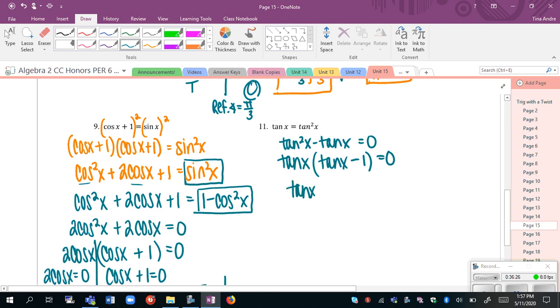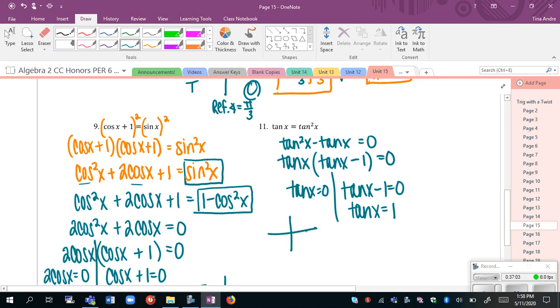Set each piece equal to 0. Oops, I shouldn't have drawn that line. Tan x equals 0, and then tan x minus 1 equals 0. So we're solving for when does tan of x equal 0 and when does tan of x equal 1. So tan of x equals 0. I always think about this as sine over cosine. So sine is y and cosine is x. So we want y divided by x to equal 0. That means you've got to have a 0 in the numerator. So we're looking for when does y equal 0.